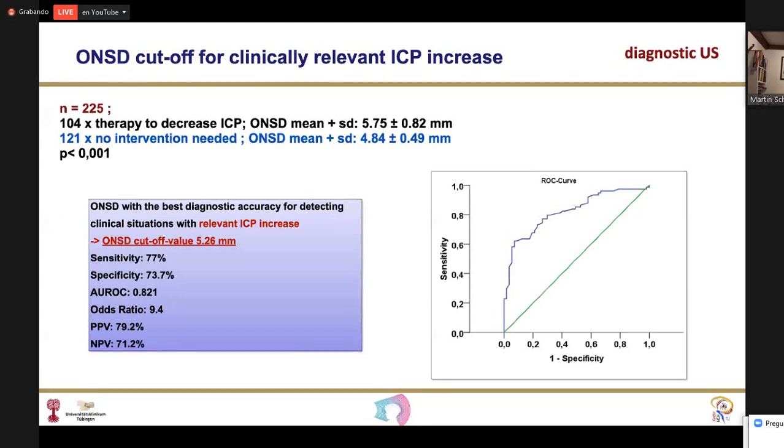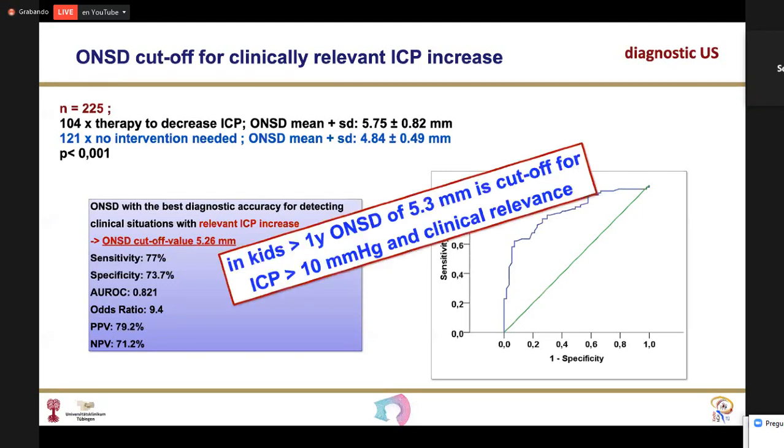So 5.3 indicates an ICP bigger than 10 millimeters of mercury, and also indicates a high likelihood of clinical relevance of the symptoms the patient has. So this is the first take-home message: an ONSD above 5.3 is clinically relevant if you have a symptomatic patient.